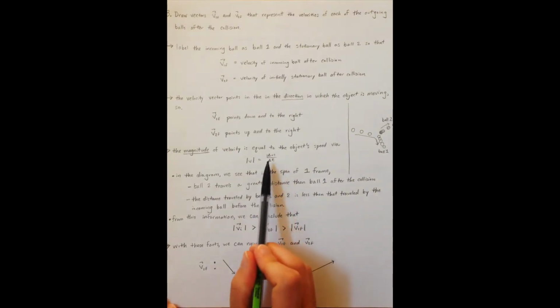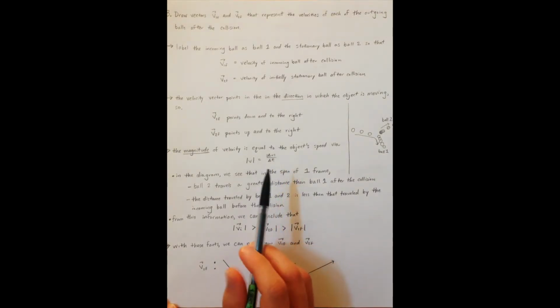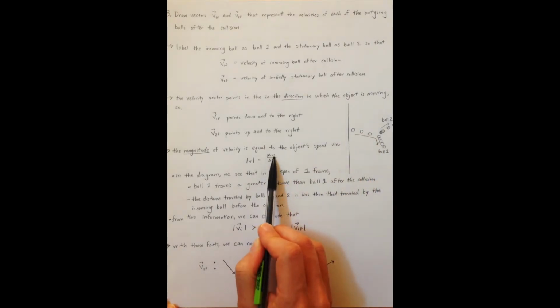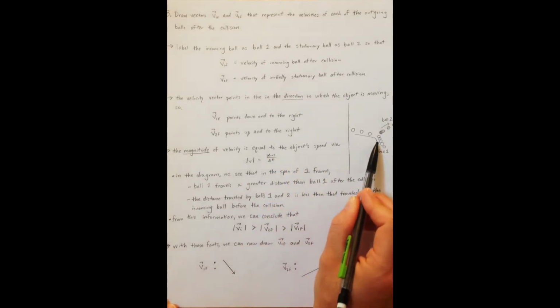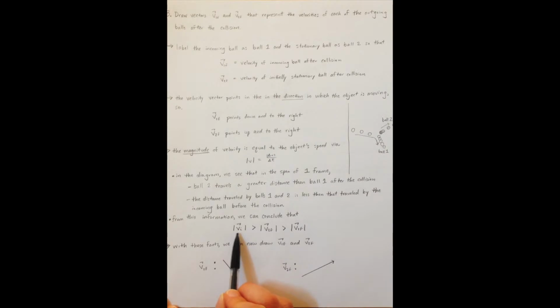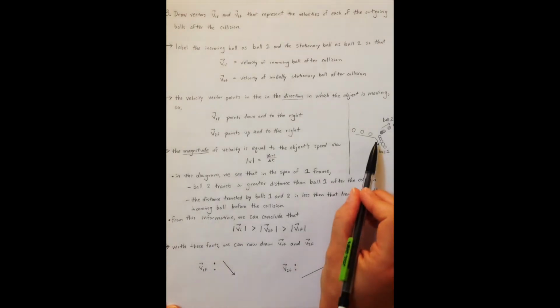We know this because in the span of one time frame, the incoming ball travels a greater distance than ball 2, which travels a greater distance than ball 1, so the ordering has to be like this, as shown here. Now that we know the direction and the relative magnitudes of the vectors v1f and v2f, we can finally draw them here. v1f points down and to the right in this direction, v2f points up and to the right in this direction, and the length of v1f is shorter than the length of v2f.